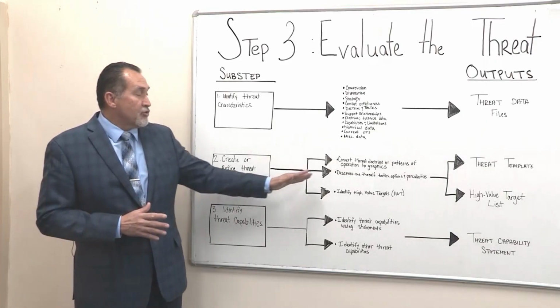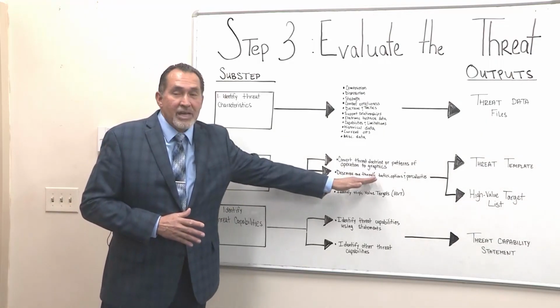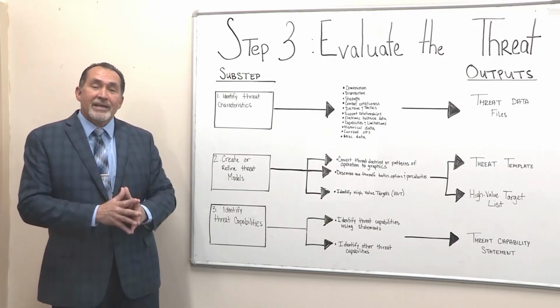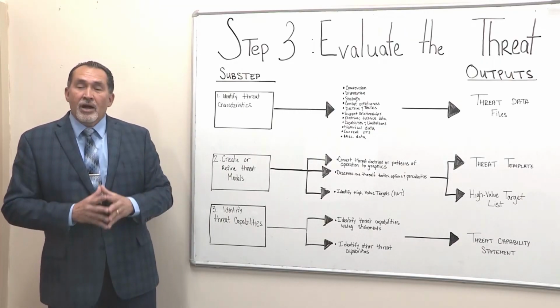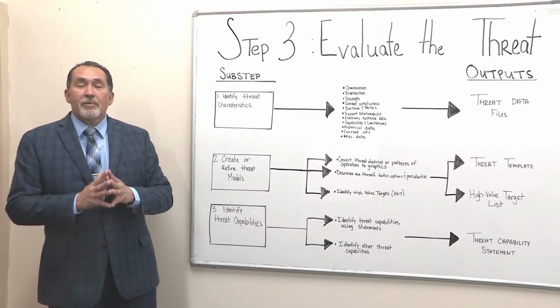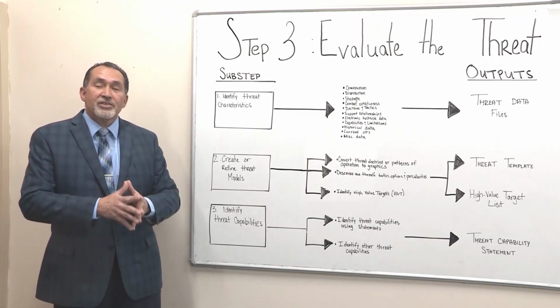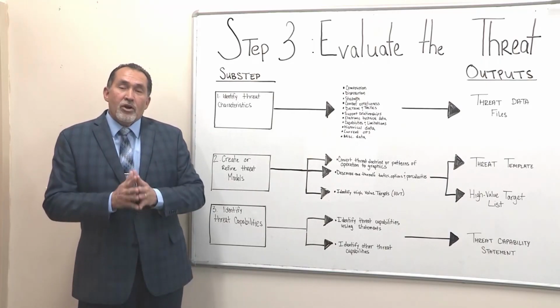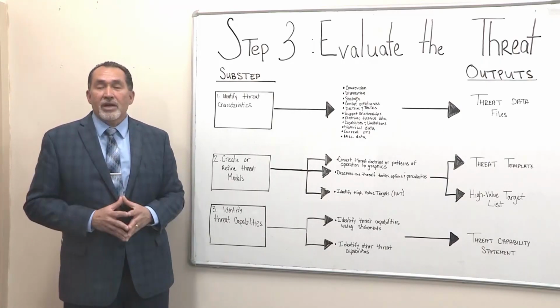Task number 2 is describe the threat's tactics, options, and peculiarities. What are the threat's preferred tactics for an operation? Options identify the threat's capabilities, possible branches, and sequels. Peculiarities are what are the peculiarities about the operation?